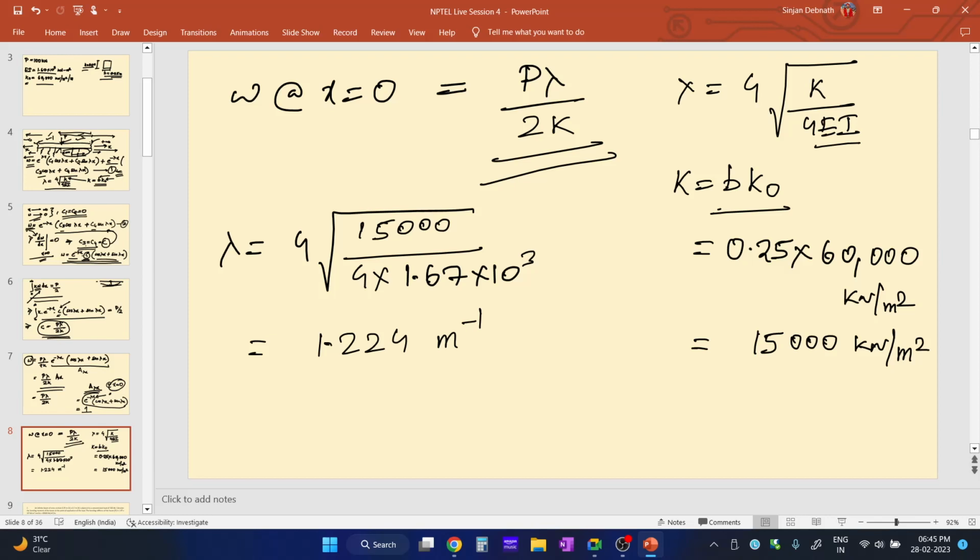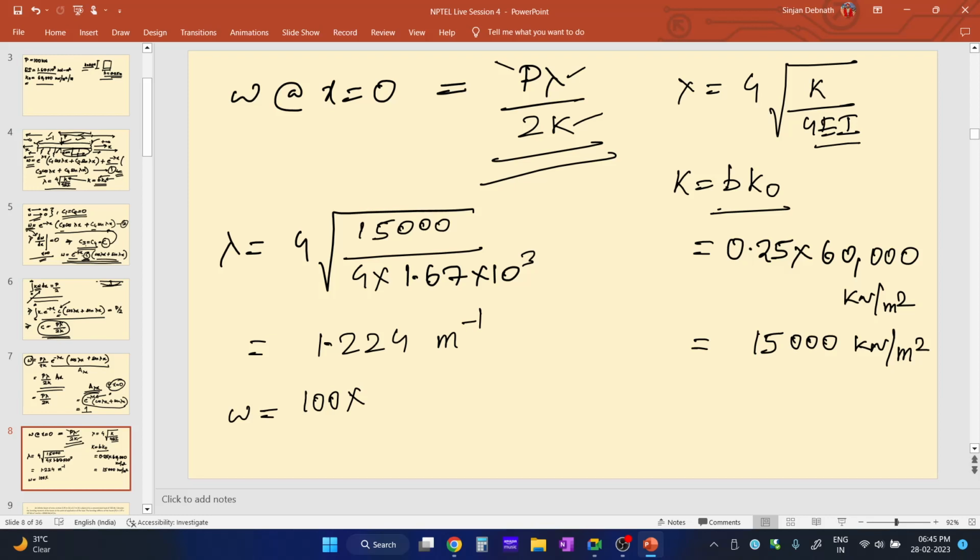Okay. So now what do we have? See, we have the value of lambda, we have the value of p. We have also the value of k. Now we just need to put all of those into this equation. Okay, p lambda by 2k. So W is equal to p lambda by 2k. So what is p? P is 100 kilonewton.